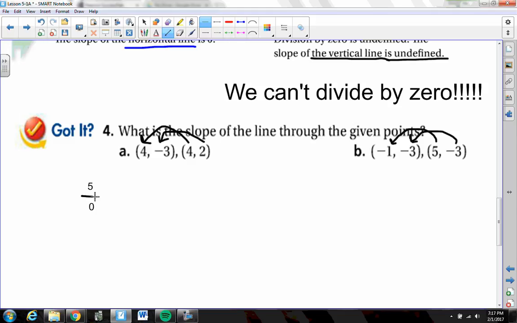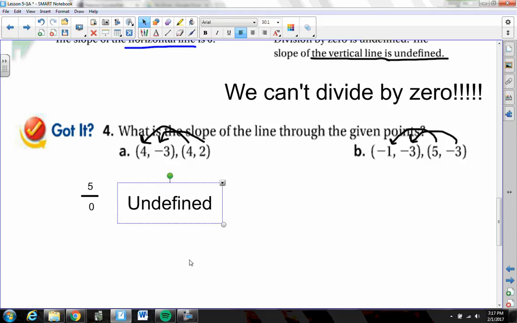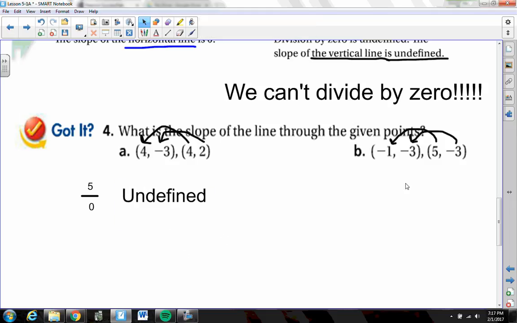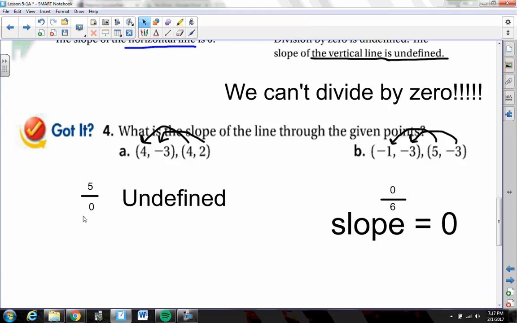In part A, our answer should be 5 over 0, which we know is called undefined. That one would be a vertical line. Slope is undefined. Over here, I end up with 0 over 6. 0 over 6 is a slope of 0, so in this case we would say slope equals 0. This slope is undefined because the 0 ended up on the bottom of the fraction. Here the slope is 0 because it ended up on the top.